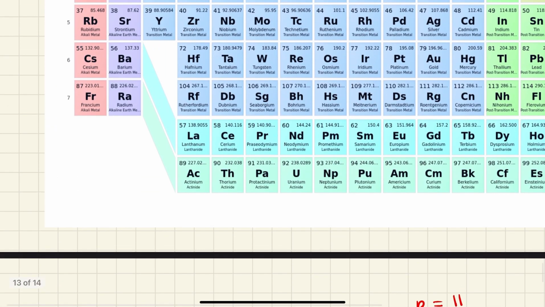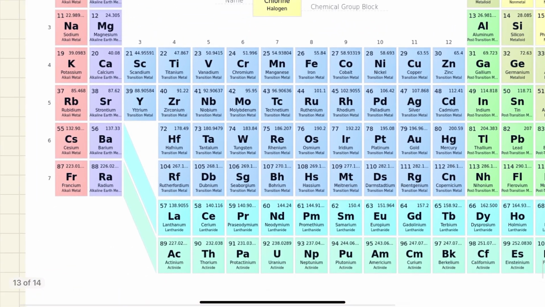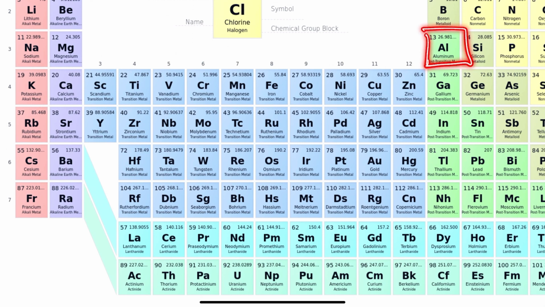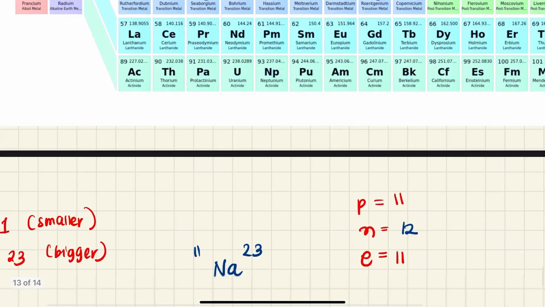Let's look at another example. Let's take aluminum in this case. We have 27 and 13. Okay, so we have aluminum 27 and 13. I want to make this a bit interesting, so I want to put a 3 plus here. I want you to find the number of protons, neutrons, and electrons.